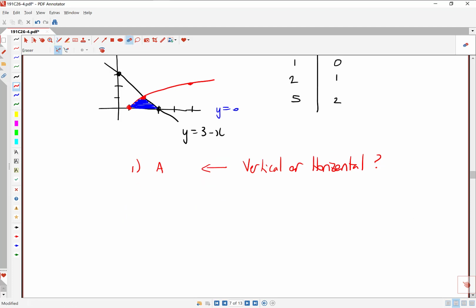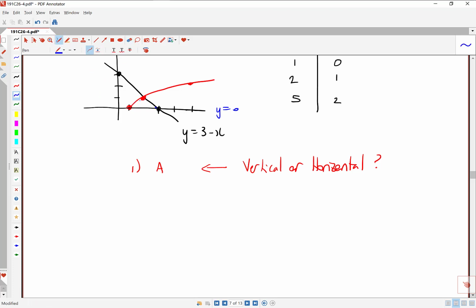So let's look at our region. We've got the picture on the screen here. So if you tried to do vertical slices, sometimes the top of that slice would be hitting the square root function, and sometimes it would be hitting the line. That's not good. So that means vertical slices are not going to work well here.